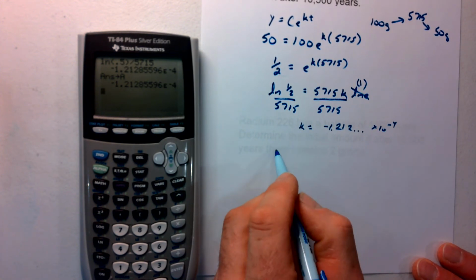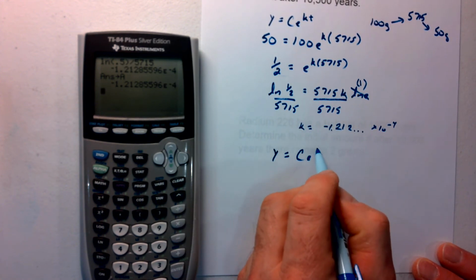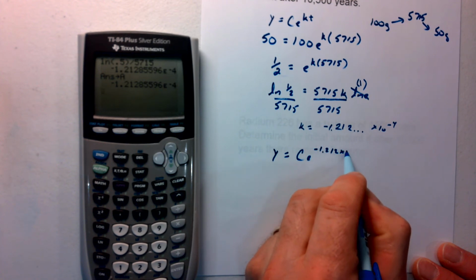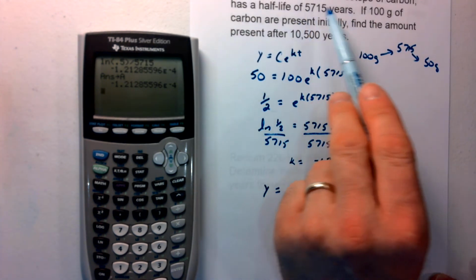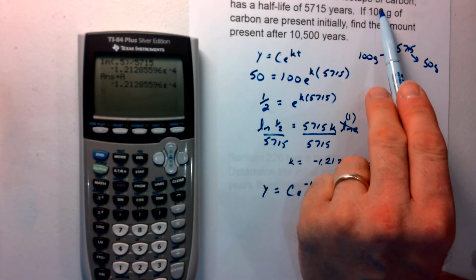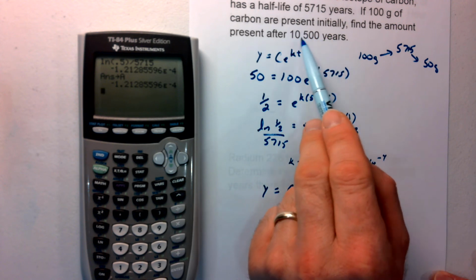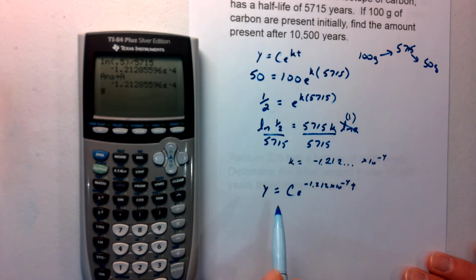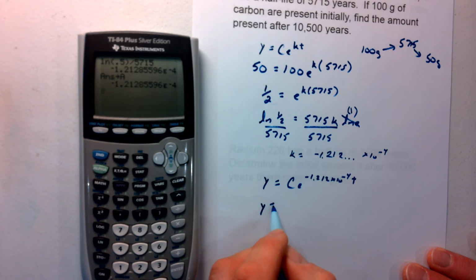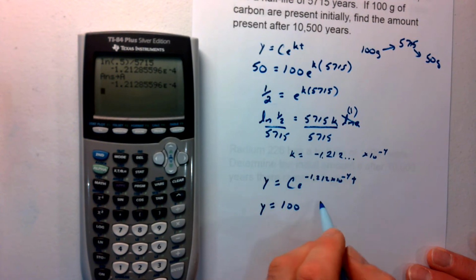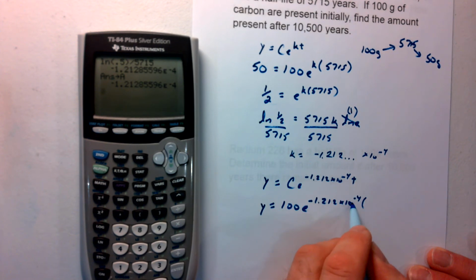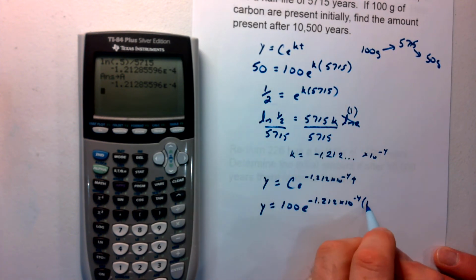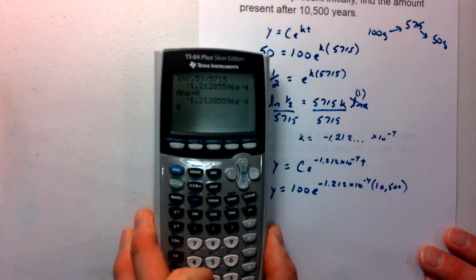So I know my k value, so I know that y is going to equal C e to the negative 1.212 times 10 to the negative fourth t. We want to know, well, if we start with 100 grams, how much is going to be present after 10,500 years? So we're going to start with that 100, so we have y equals 100 e to negative 1.212 times 10 to the negative fourth times the number of years that have gone by, which is 10,500.